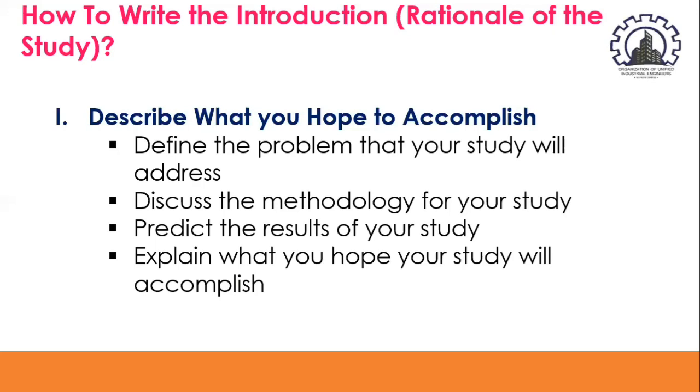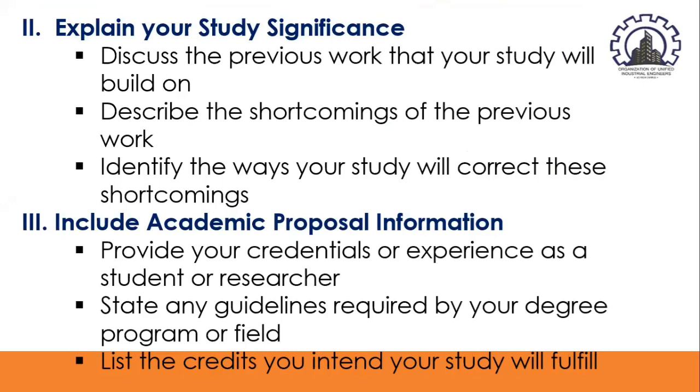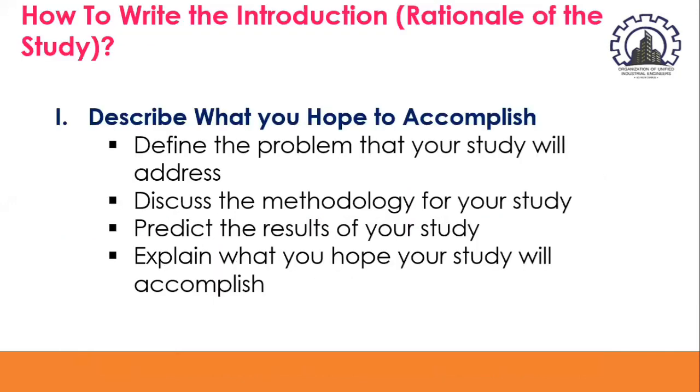Now, how to write the introduction or the rationale? First, we need to describe what you hope to accomplish. Second, we need to explain your study significance. And finally, we need to include academic proposal. Now, describing what you hope to accomplish should include defining the problem that your study will address, discussing the methodology for your study, predicting the result of your study, and explaining what you hope your study will accomplish.